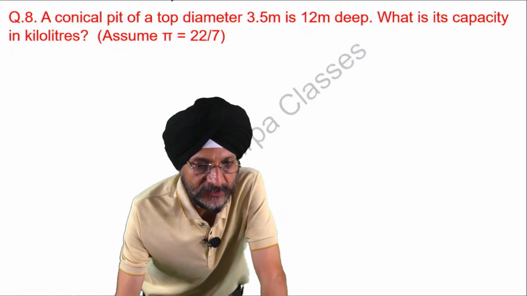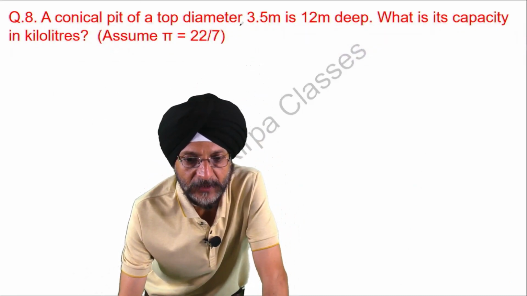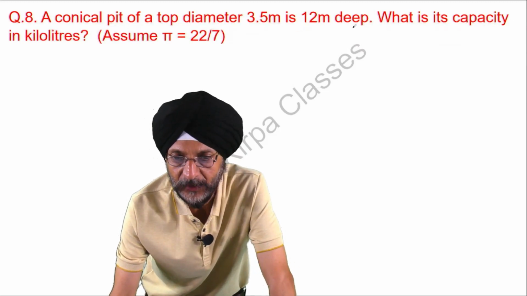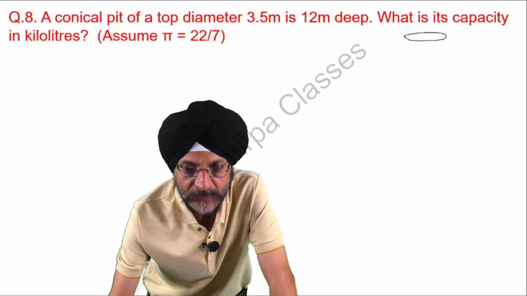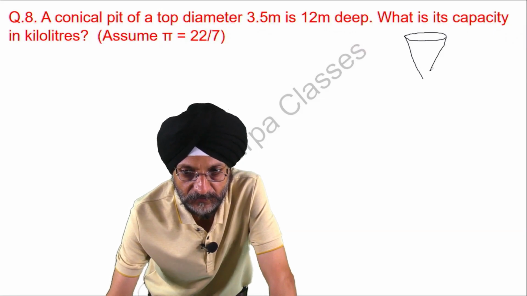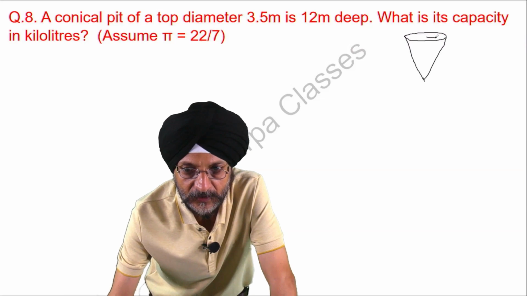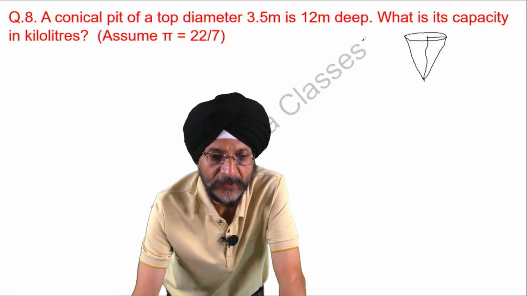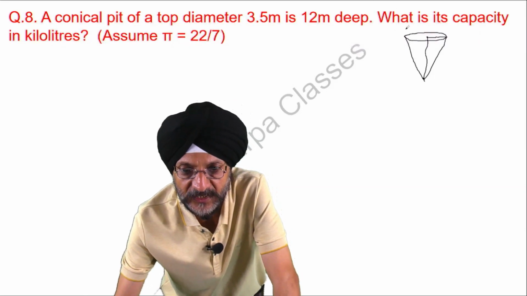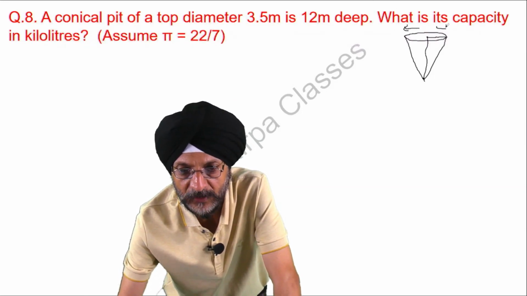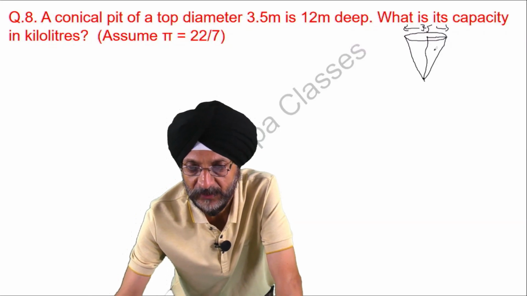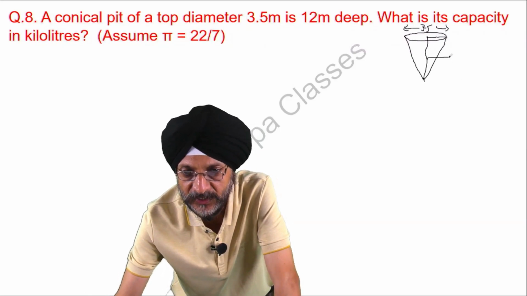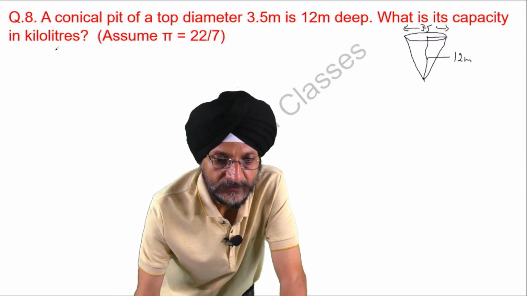Now the question before us is, a conical pit of top diameter 3.5 meter is 12 meter deep. What is the capacity in kiloliters? This is the cone. This is the radius. This is the height. What we have been given is diameter is 3.5. It means that from here to here it is 3.5. It is diameter. It has been given that it is 12 meter deep. Deep means height of the cone. This is 12 meter.